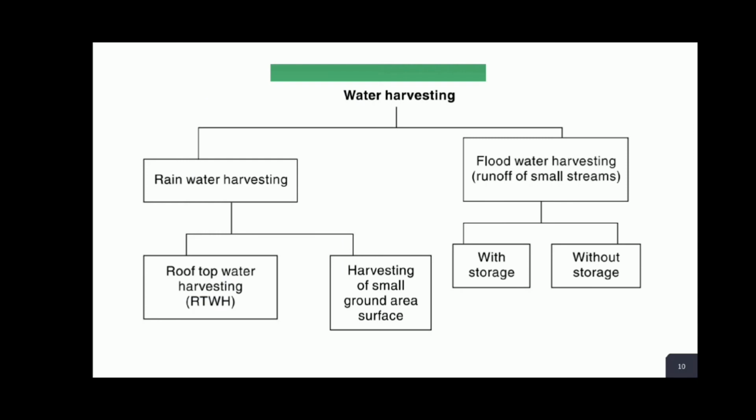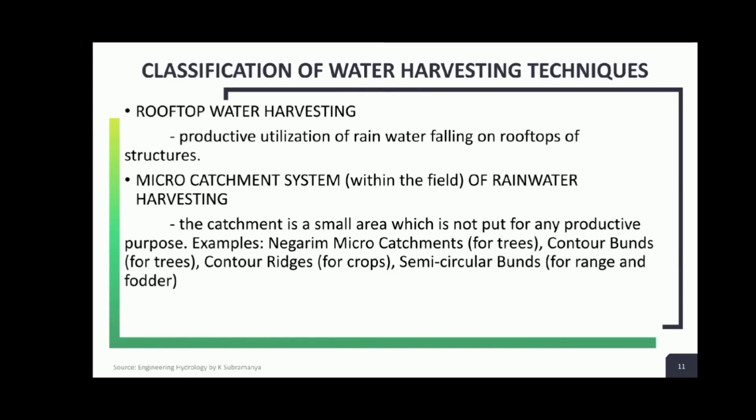So, here is the classification of water harvesting techniques. Rooftop water harvesting: productive utilization of rainwater falling on rooftops of structures. The micro catchment system within the field of rainwater harvesting. The catchment is a small area which is not put for any productive purpose. Examples: Negarim microcatchments for trees, contour bands for trees, contour ridges for crops, semicircular bands for range and fodder.